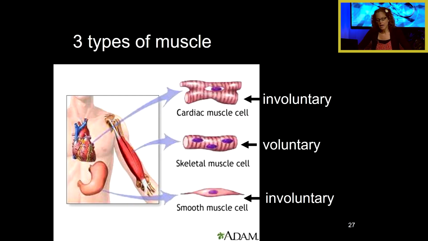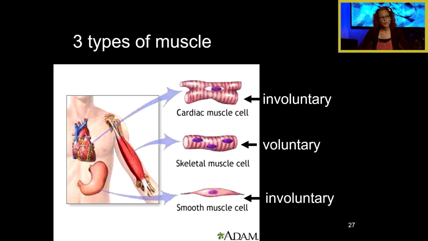But we have some other types as well. We have some involuntary muscles. And so a cardiac muscle cell is an example of involuntary. In other words, I don't make my heart beat. I don't think to myself, oh, I better make sure that my heart is beating, right? That's involuntary. It happens automatically. And thank goodness for that, right?